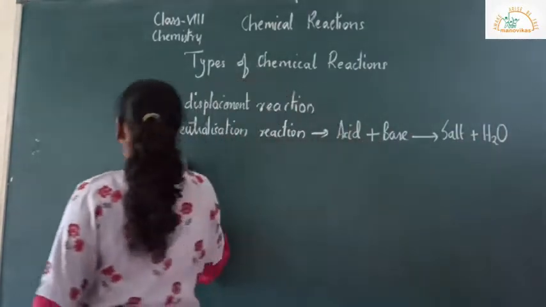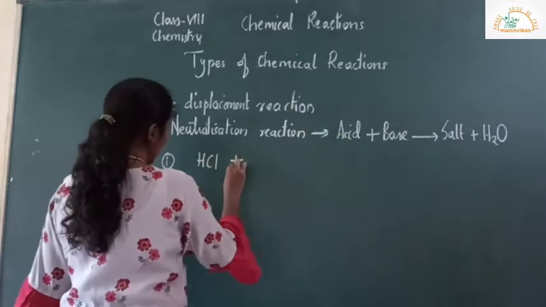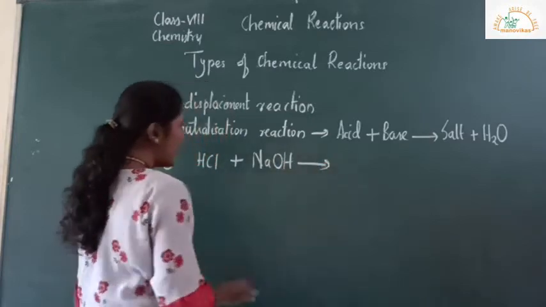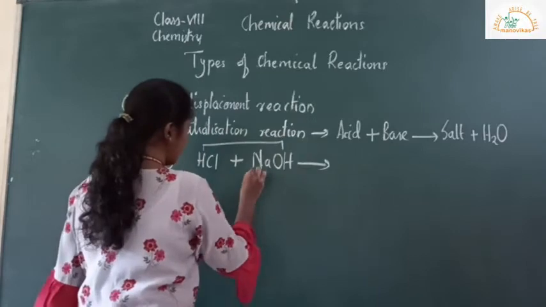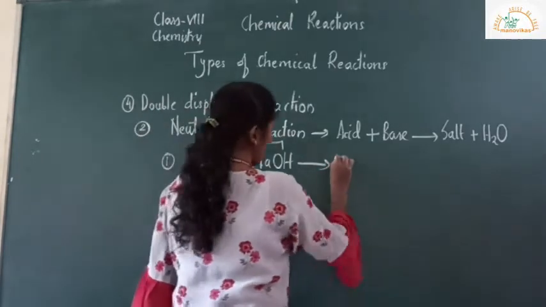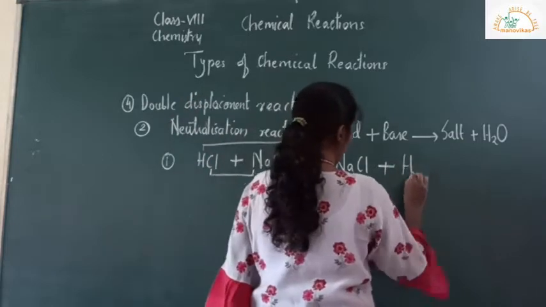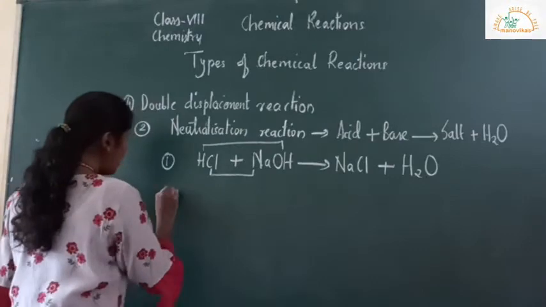So here let's take an example. Acid, suppose I take HCl and I take the base as NaOH, what I will get is the salt and water. NaCl, so this is the salt sodium chloride, and I will get water. Okay, let's take the second example.